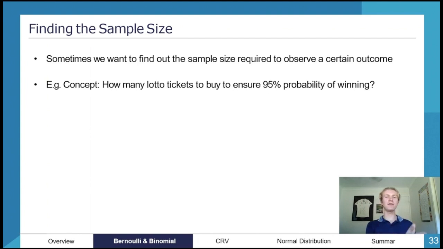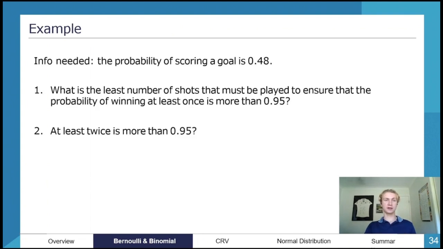or well, actually, yeah, we have been given r. We haven't been given the probability of winning on a single lotto ticket, because r would equal 1, since we only need to win once. r would be 1 up to n, and n is what we're trying to find, and then P of X equals r would equal 0.95, as you're going to see here. So the information we need is the probability of scoring equals 0.48.